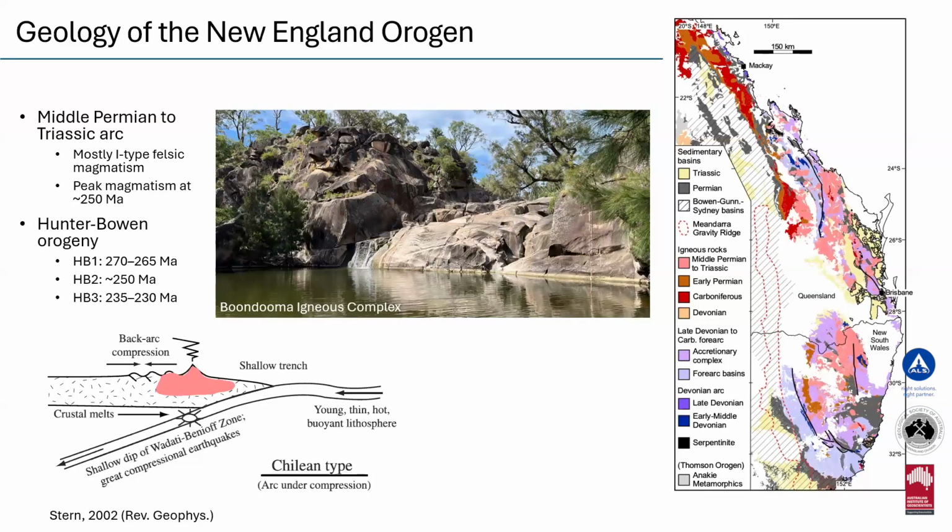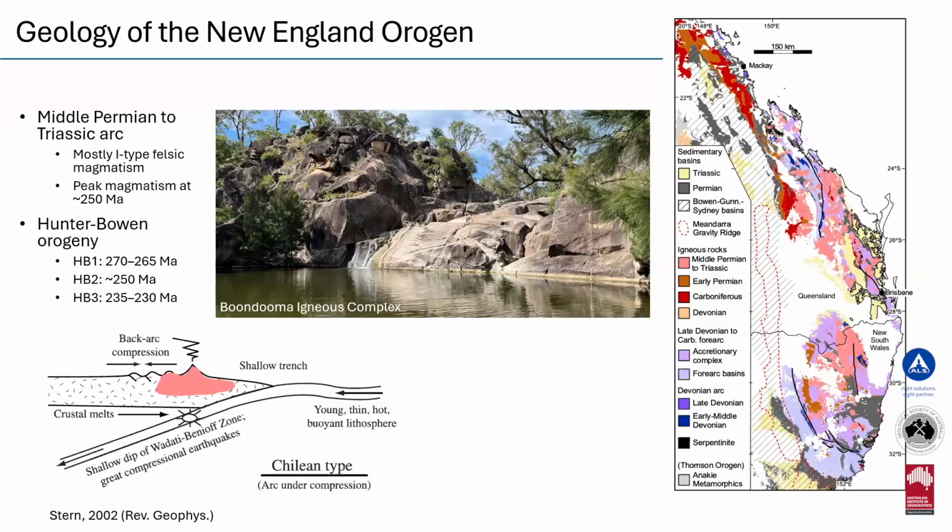And later on, from the middle Permian to the Triassic, we see a lot of felsic magmatism, particularly I-type granitoids, with a major peak in magmatism at around the Permian-Triassic boundary, 250 million years ago, basically telling us that we are back in the arc. So we see those migrations. We were in a back arc, and now we are back in an arc system.